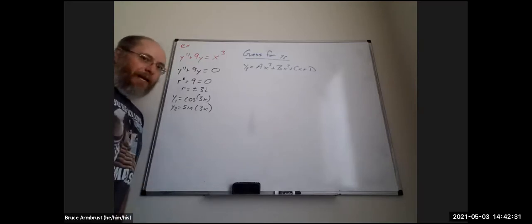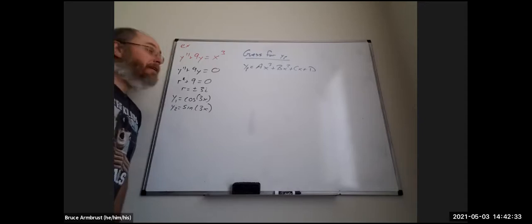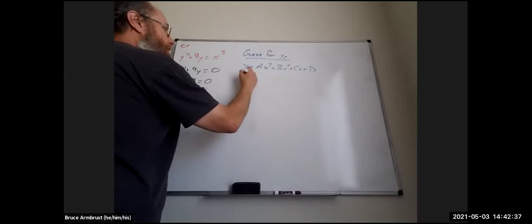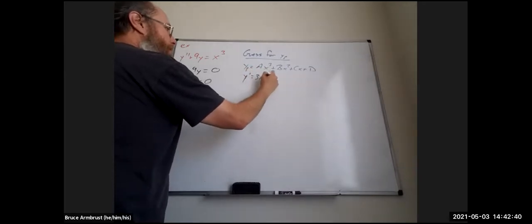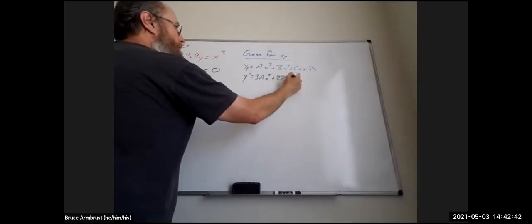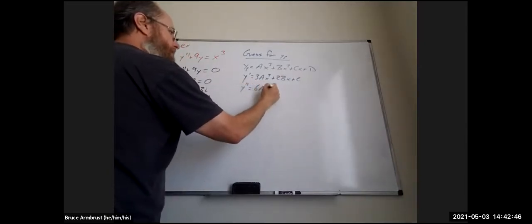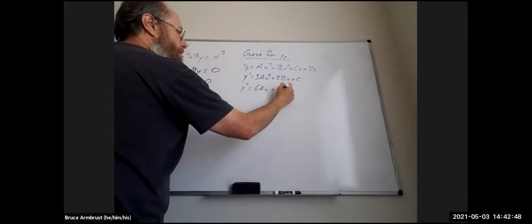Let's see if we can figure out what a, b, c, and d have to be for this to be true. So I need the second derivative. So y prime is going to be 3ax squared plus 2bx plus c. And then the second derivative is going to be 6ax plus 2b.